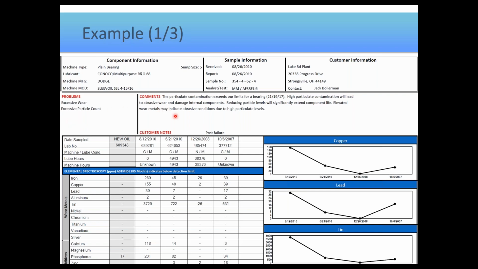Over here, these are comments related to an excessive particle count and excessive wear. Now, we'll see this in a little bit, but this is what I always describe to most people as a basic interpretation. This is what the lab is able to provide sitting in their office hundreds, thousands of miles from your sample point. They don't know everything, so they're going to make some middle of the road comments regarding how to handle, in this case, a high particle count and the high wear.